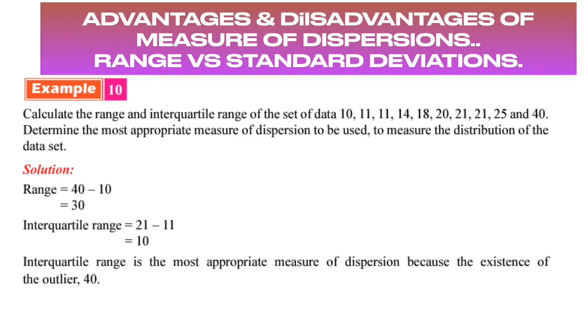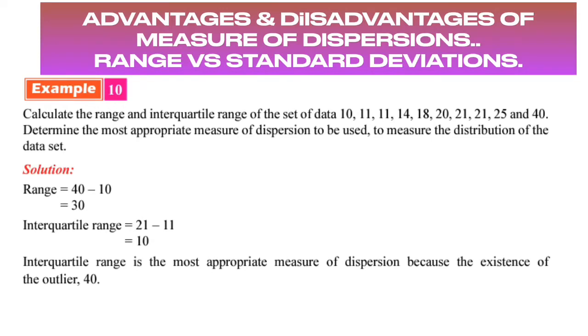Let's see this example. Calculate the range and interquartile range of the set of data 10, 11, 11, 14, 18, 20, 21, 21, 25, and 40. Determine the most appropriate measure of dispersion to be used to measure the distribution of the data set. To find the range, you take the maximum, which is 40, minus the minimum, which is 10. So the range is 30.